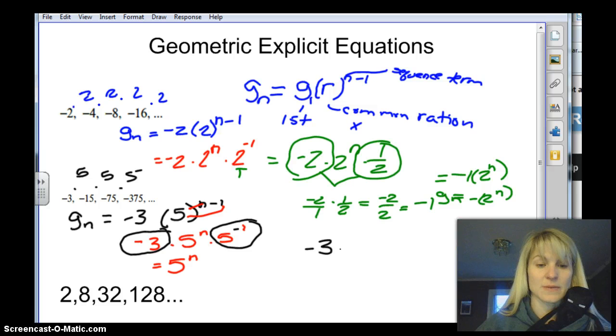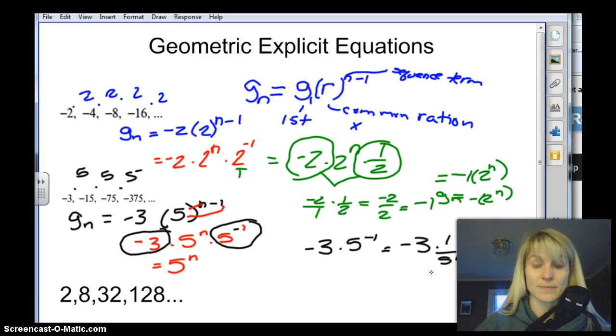I have negative 3 times 5 to the negative 1. So that gives me negative 3 times, when we want to make this the reciprocal, right? We'll do 1 over 5 to the 1. When I bring it down below, it makes it positive. And then to simplify this, I'll have negative 3 times 1, which is negative 3, and 1 times 5 to the 1, which is 5. So that simplifies down to negative 3 over 5.